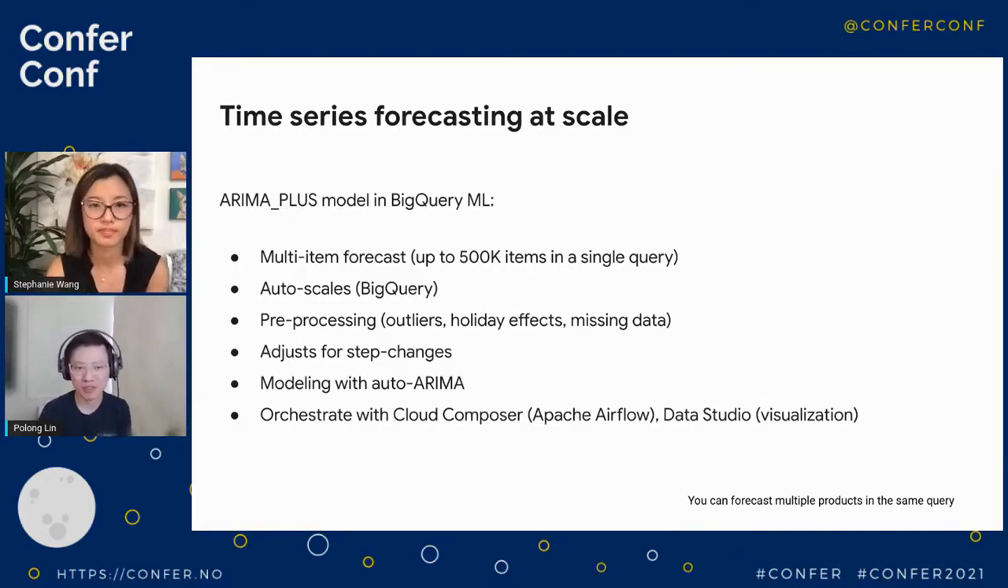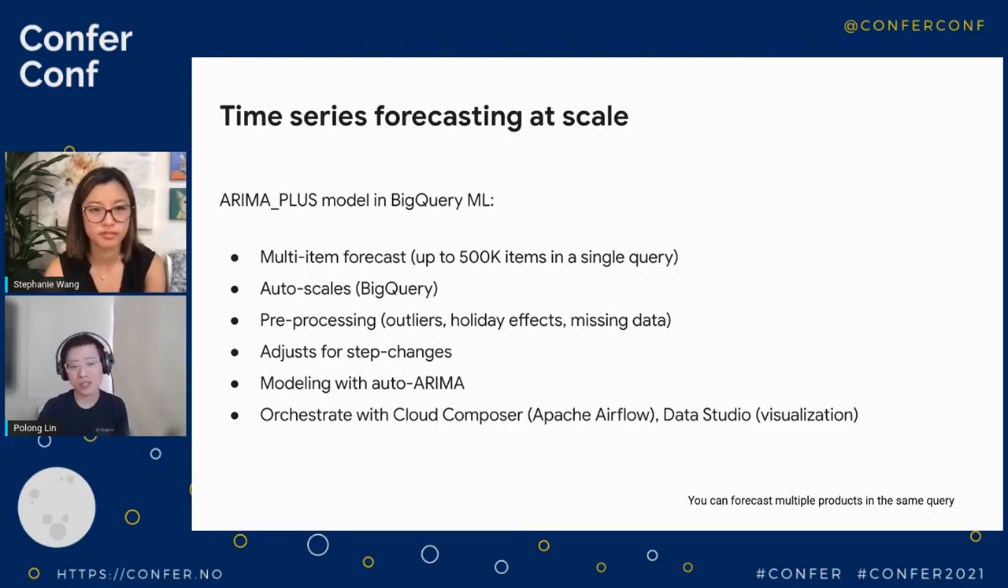Some of the features that ARIMA Plus capitalizes on: number one, if you have lots and lots of items that you want to forecast within a single query, you can do all these forecasts at once, up to 500,000 items in a single query. You can then make a forecast for each of those items afterwards by using the very simple queries that Stephanie showed you as well.